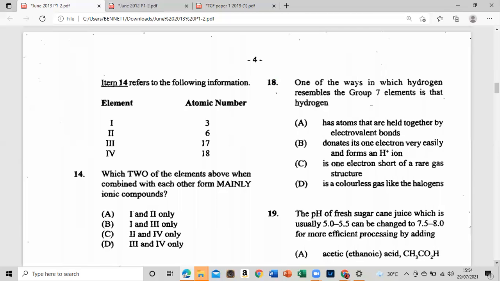Alright, 14 refers to the following information. So we get the element and we get the atomic number. Which of the following elements above, when combined with each other, form mainly ionic compounds? This is also a repeat, and that is B, 1 and 3 only.